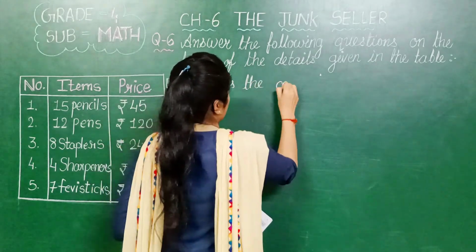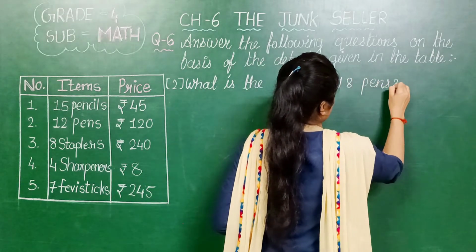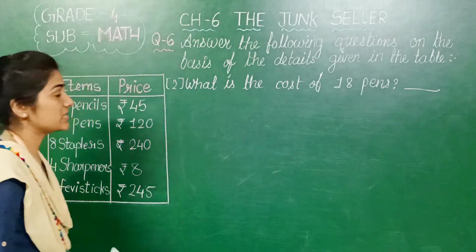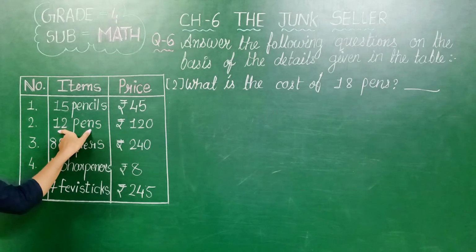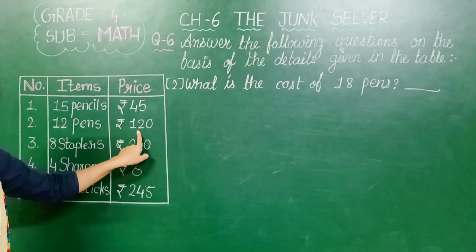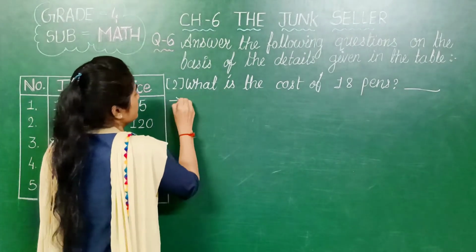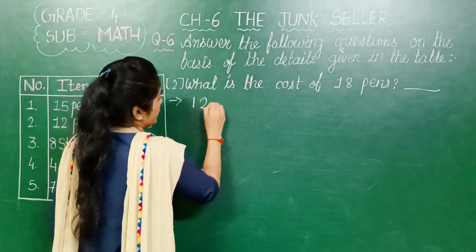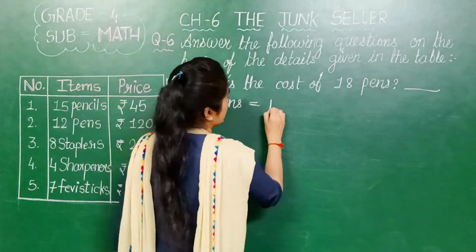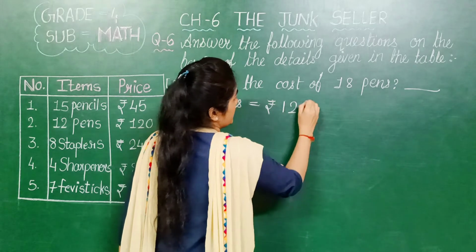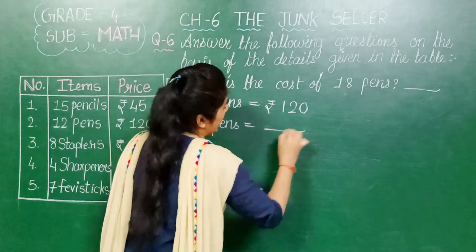What is the cost of 18 pens? The same method will come. First we have to look into the table where pen is given. We have the cost for 12 pens, which is 120 rupees, and we have to find the cost for 18 pens. So the same cross multiplication will come. The cost of 12 pens is rupees 120. So what is the cost of 18 pens? That we have to find.